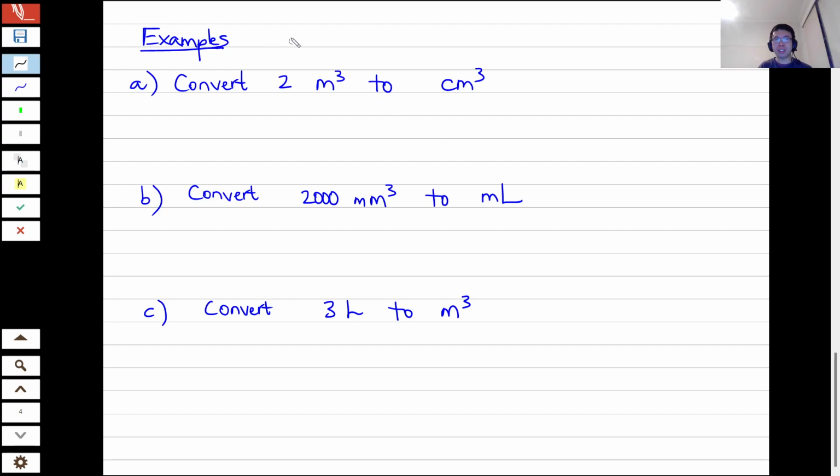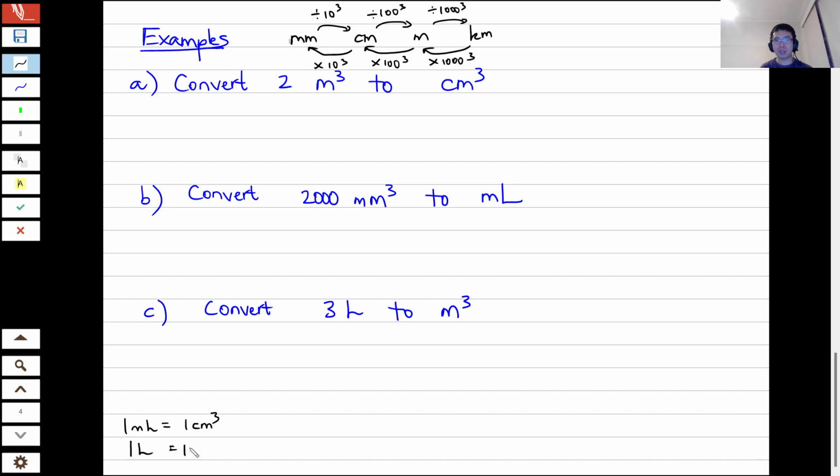I'll quickly remind you what we need to do. So times 1,000 cubed times 100 cubed times 10 cubed. And to go the other way, we divide. And it's also worth remembering that 1 mil is 1 cubic centimeter and 1 liter is 1,000 mils, which is 1,000 cubic centimeters.